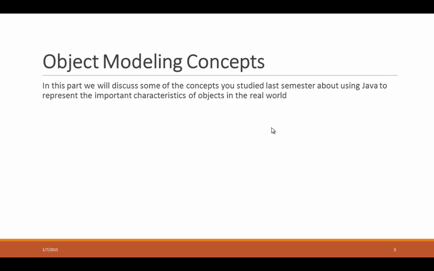I think in objects. This is how I think of code. So whenever I'm doing something, I'm talking to you about object modeling. In this part, we're going to discuss some of the concepts you studied last semester and how you use Java to represent important characteristics of objects in the real world. The key word here is model or modeling, or as Dr. Garrido, if you run into him, he likes to talk about simulation.